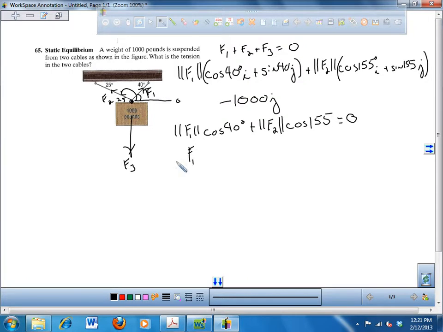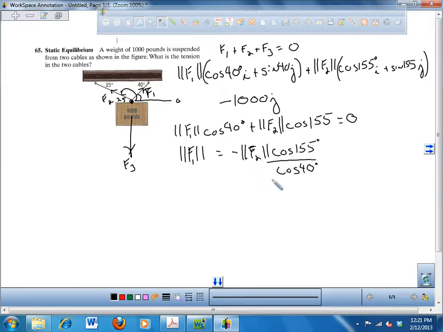So force 1 is equal to negative force 2 cosine 155 divided by cosine of 40. They get kind of wild next door over there, okay? Good. You see where I got that all from? Okay. So now I have an expression for force 1.